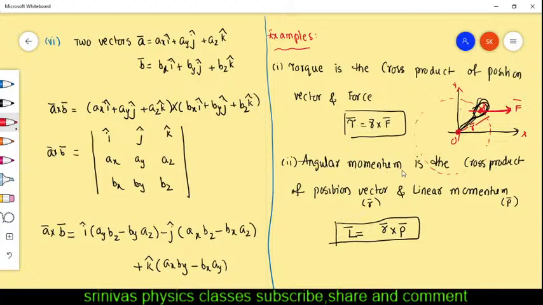Okay. Angular momentum next. Angular momentum is also a cross product. Angular momentum is equal to the cross product of these two. What are they? One is the position vector and the other one is linear momentum. When you find the cross product of these two vectors, you will get the angular momentum. Okay, these are the examples.